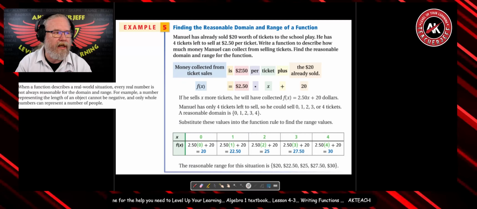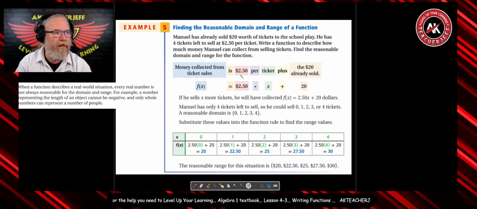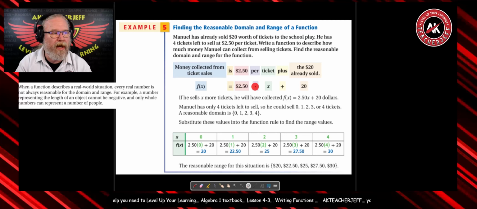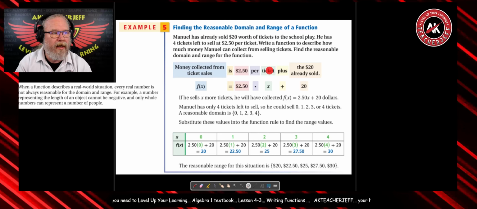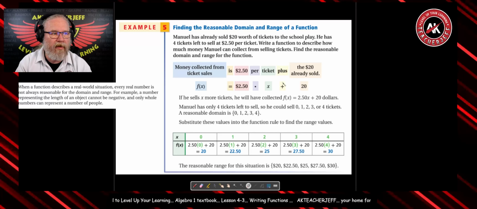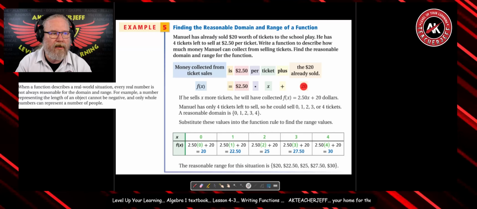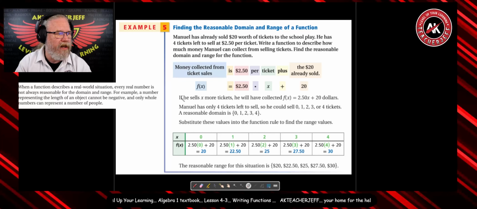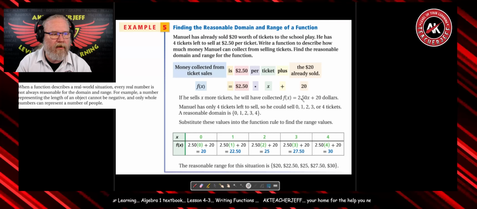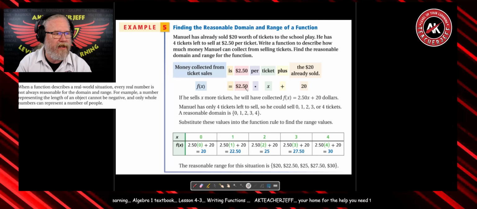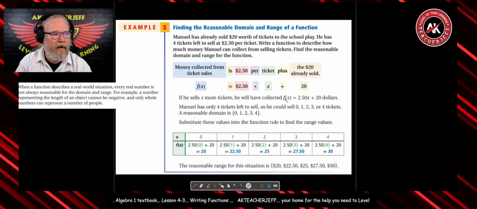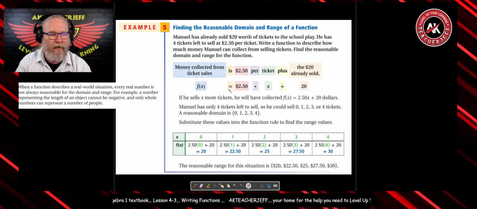Let's go ahead and translate this. Is equal sign. $2.50, bring that down. Per means to multiply, get our multiply sign. For every ticket we sell, we're going to represent with the value of x, plus as addition. The 20 already sold, we'll represent that as 20. If he sells x more tickets, he will have collected f of x equals 2.50x plus 20. We can see that right there, 2.50x plus 20. And f of x is just like y.